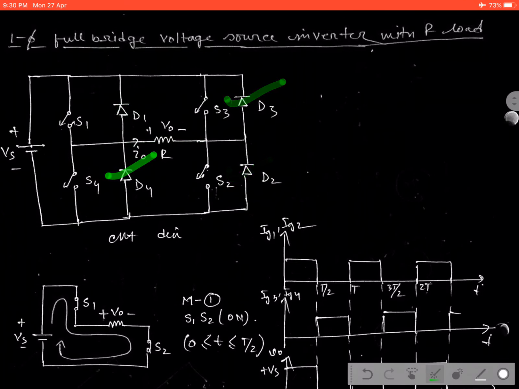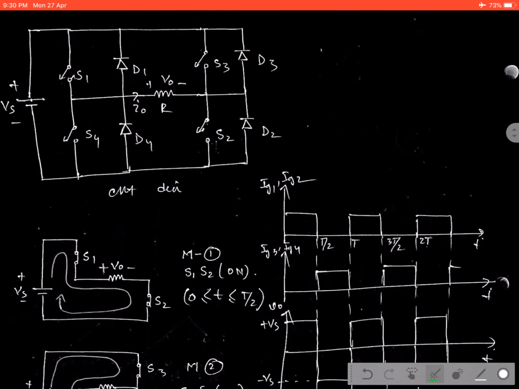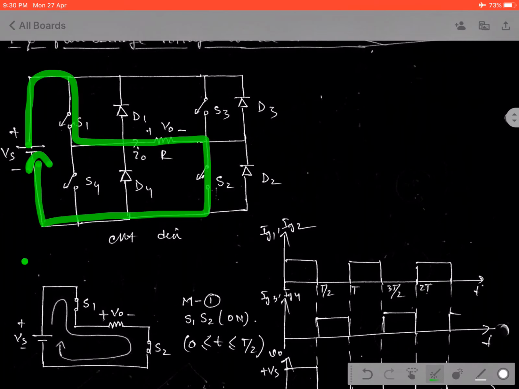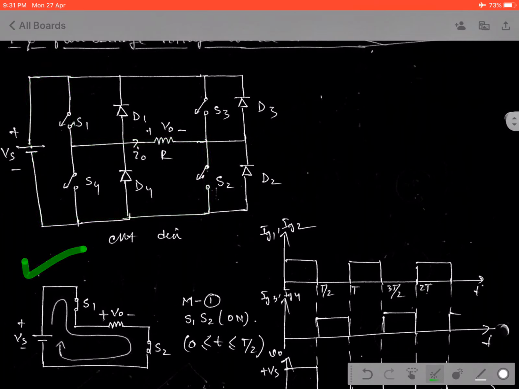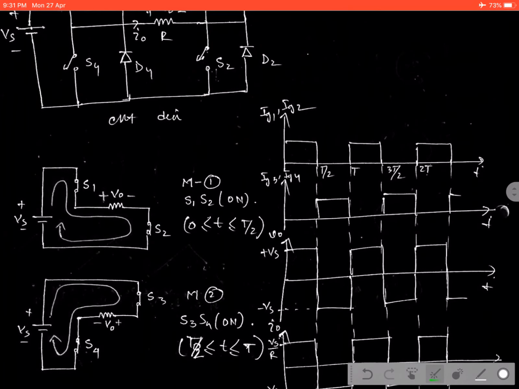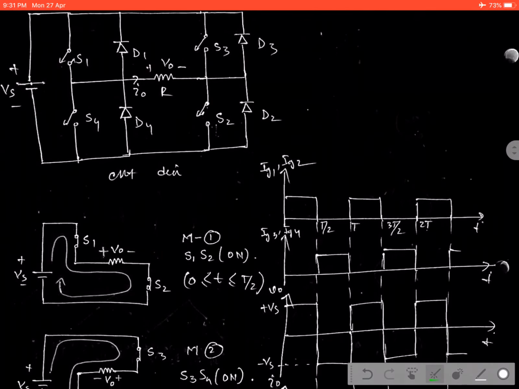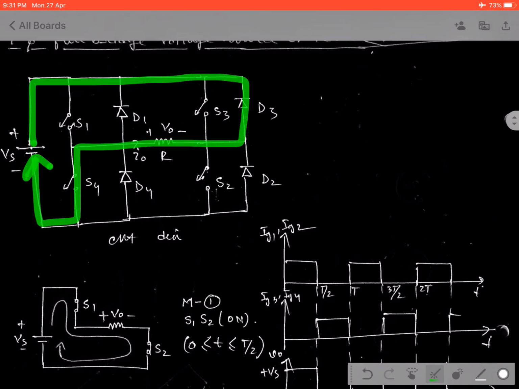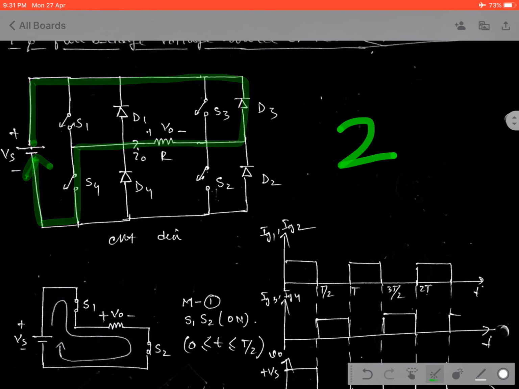Okay. So here we consider two mode operation. When S1 starts conducting, the current flows through S1, then the load, then S2, and comes back to the supply, which is reflected on this circuit. And in mode 2 operation, when S4 and S3 start conducting, the current flows in this direction, S3 to load, then S4, and comes back to the supply. That is why we consider two mode operation.